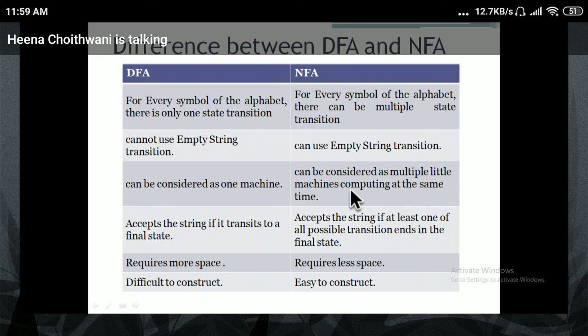A DFA requires more space because we need to take care of the completion of each and every state. Here, since we are not going to complete all these states, it requires less space. A DFA is difficult to construct, an NFA is easy to construct. The reason is the same, the completion of the states. Are all the points clear? Any doubt in any point in the difference?